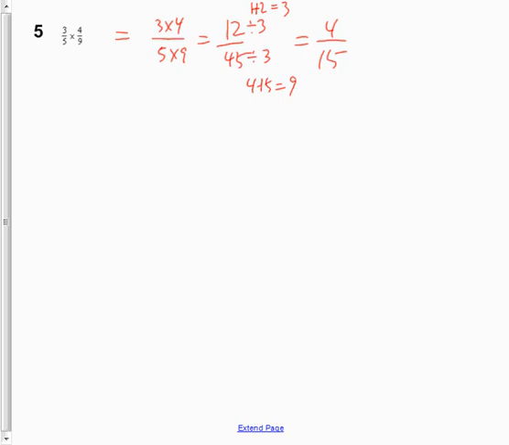Some people might have taken this and they remember that when you multiply 2 fractions together, it is possible to cross-reduce before you do your product. And in this case, you would have got 4/15 right away without having to reduce it here.